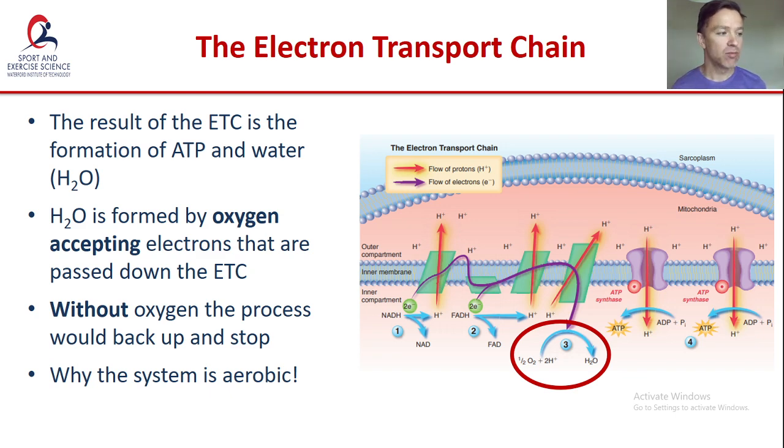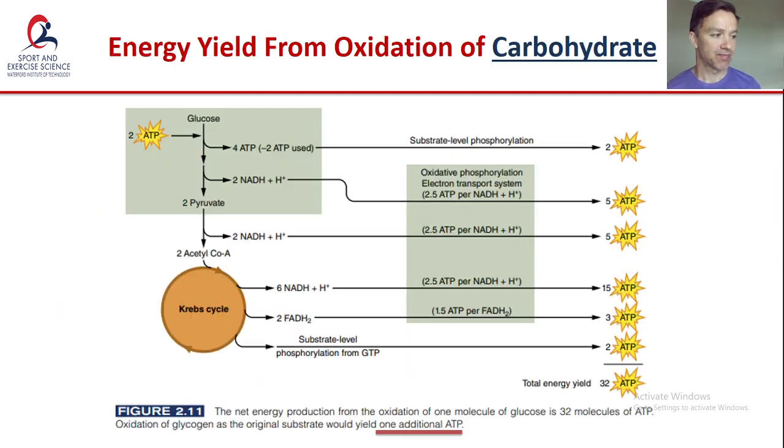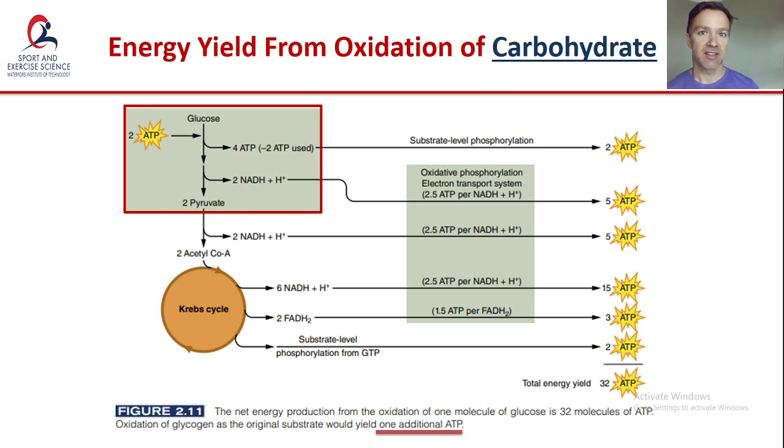So exactly how much ATP is produced? The energy yield, so how much energy we get from the oxidation of carbohydrate. We've got 3 steps going on here. First of all, we've got glycolysis at the top there. That's our first step in the oxidative process. We need that to occur.